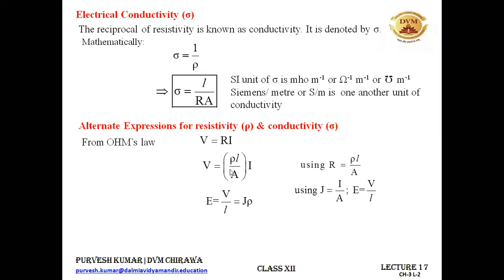This L I have taken towards the denominator of this V, and V by L I have written as E, and this I upon A I have written J. So we are left with E is equal to V upon L, that is equal to J rho. I hope I am clear in this one.